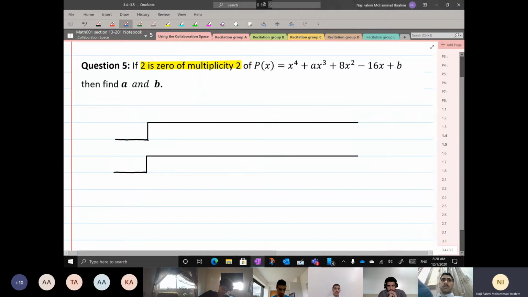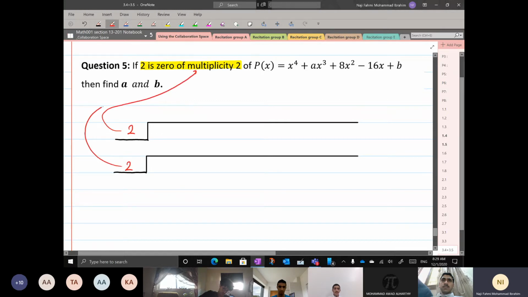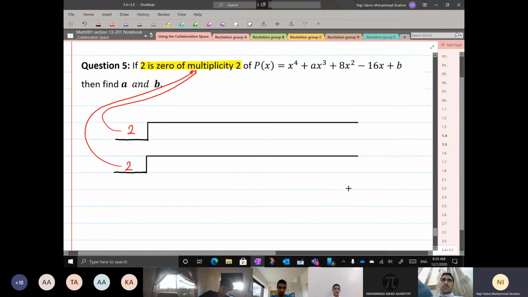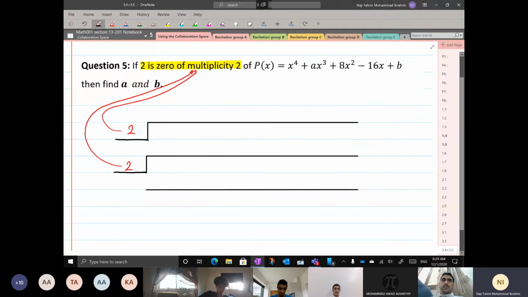So I will divide by 2 times. Why 2 times? Because he said the multiplicity is 2. And of course, in both divisions, what should the remainder be? 0. And if the remainder is not 0, there is something wrong. So let's start dividing now. I will divide 2 times.